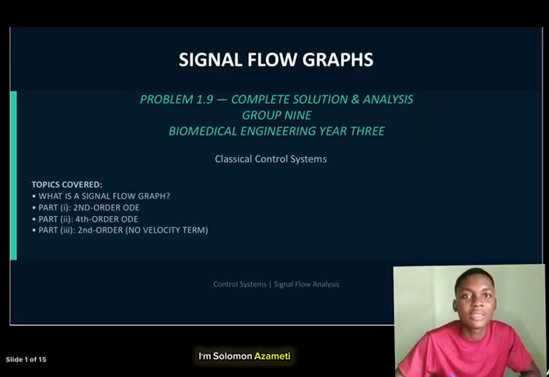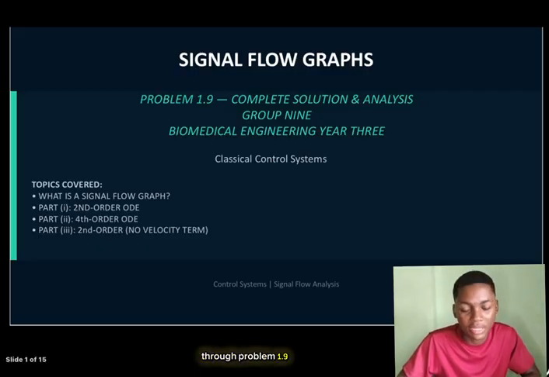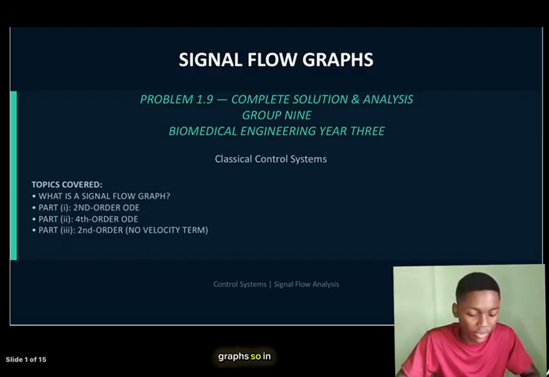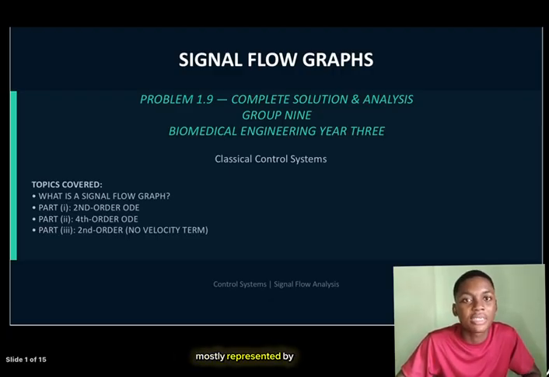I'm Solomon Azameti from Biomedical Engineering Group 9, and my group and I will be taking you through problem 1.9 in the reference book, and that deals with how to convert high-order differential equations to signal flow graphs. So in control systems engineering, the systems are mostly represented by high-order differential equations, and those equations describe how the system behaves over time.